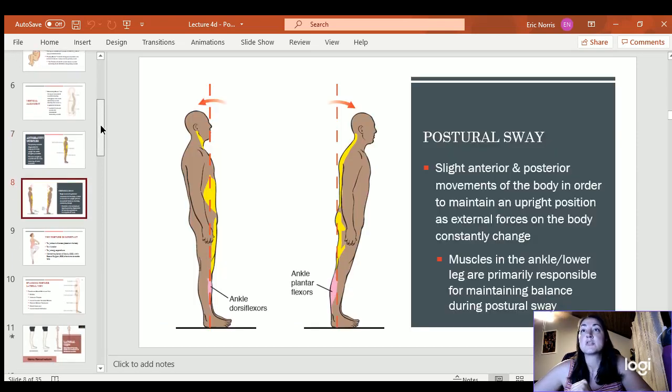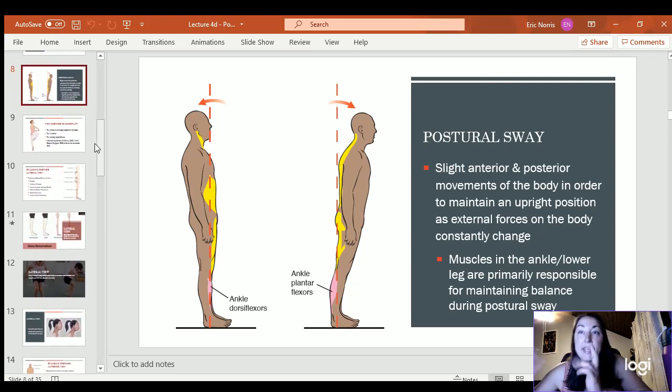Postural sway. Postural sway is what we use in quiet standing to maintain an upright position. So it's small movements that counteract the constant external forces on the body. Typically your ankle and your lower leg are the areas that are primarily responsible for postural sway. So the plantar flexors, the dorsiflexors, they activate just slightly in response to external forces in order to keep you upright.